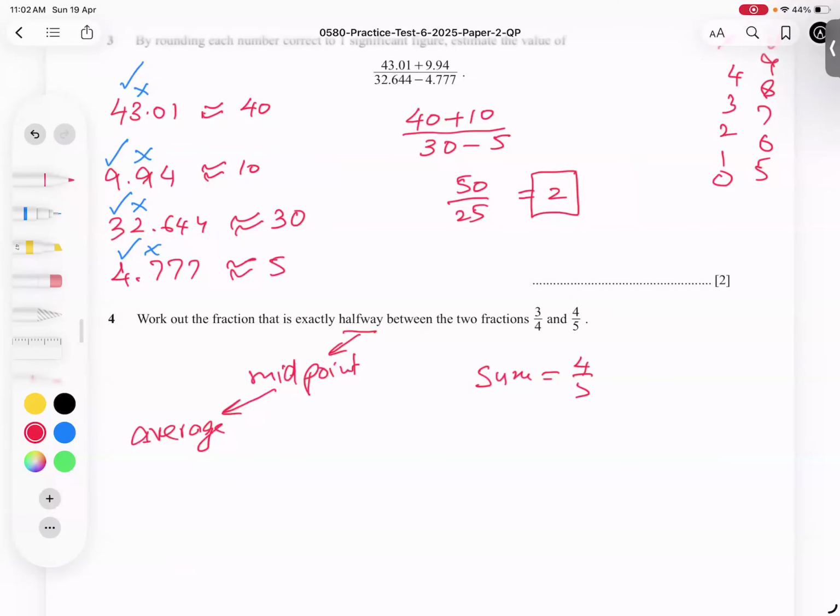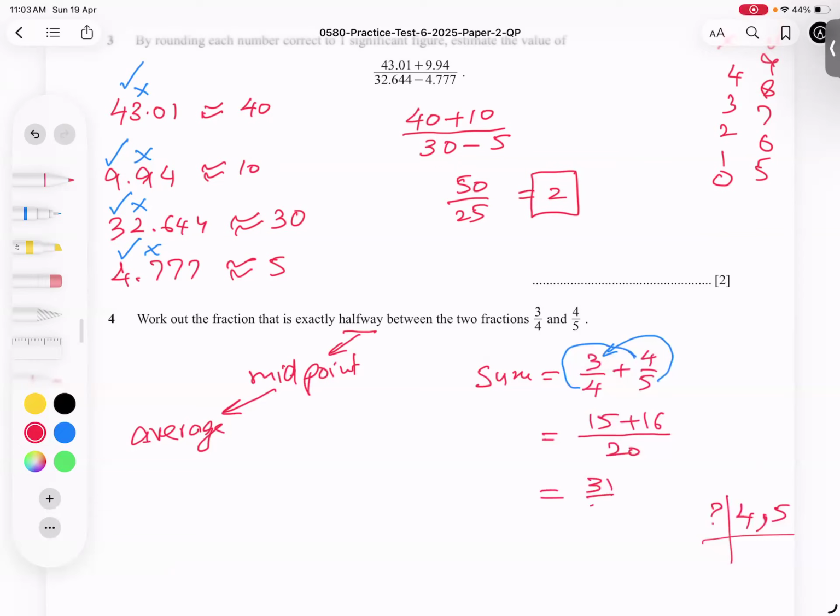3 upon 4 plus 4 upon 5. So first I will add. If I add them, what is the LCM? Can I take some common, for example, for 4 and 5? Can I divide by any one common table? No. When no answer is there, 4 5s are 20 is the LCM. In this situation, we'll use the butterfly method. This multiply with this and this multiply with this. So we got 15 plus 16, and I got 31 by 20.